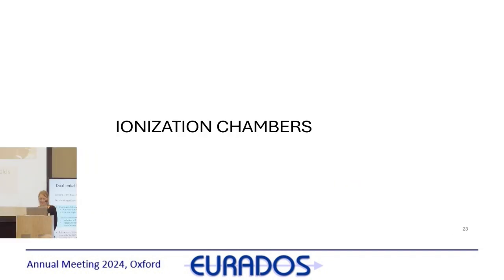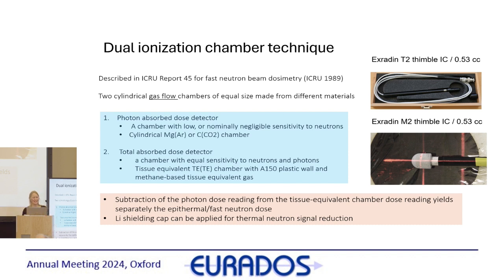And then let's speak about ionization chambers in BNCT. So we use dual ionization chamber technique, which has been described in ICRU report 45 for fast neutron beam dosimetry. This is again quite old method. In this method you use two cylindrical gas flow chambers of equal size made from different materials. So then they respond to different parts of the radiation in this mixed field.